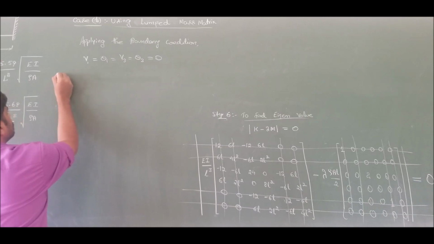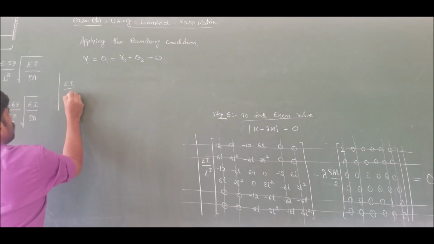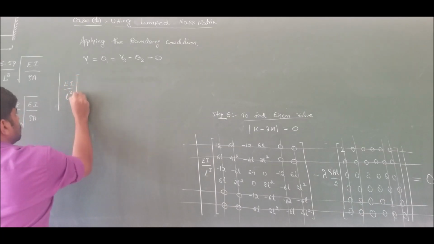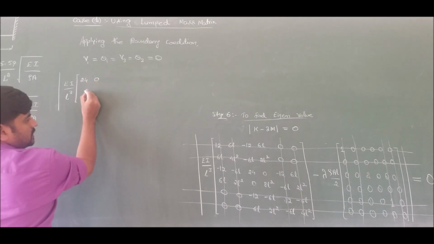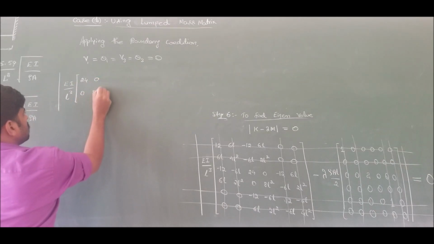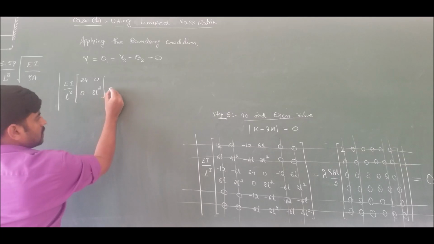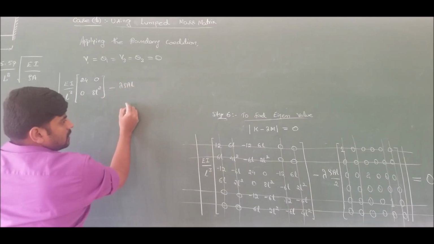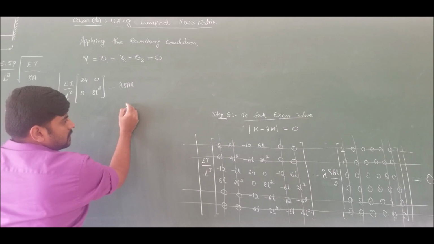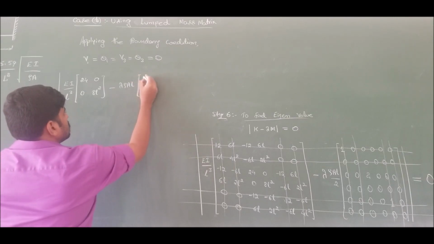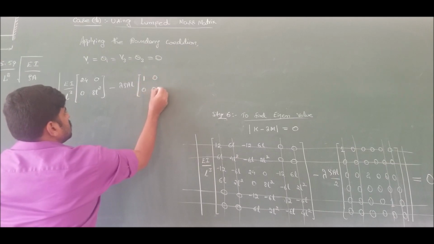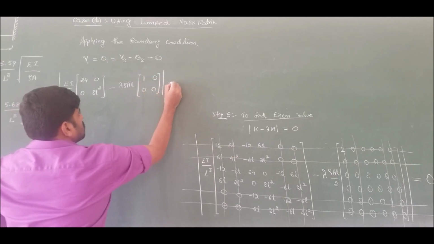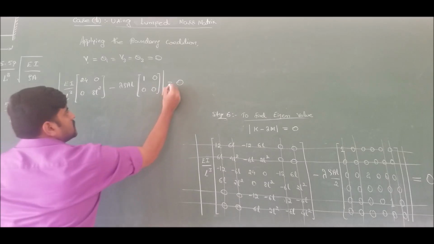The remaining matrix which I should solve will be the determinant of EI by L cube into 24 0 0 8 L square, minus lambda rho A L. If I multiply 1 by 2 inside, the 2s will get cancelled. I am left with 1 0 0 0. This determinant must be equal to 0.